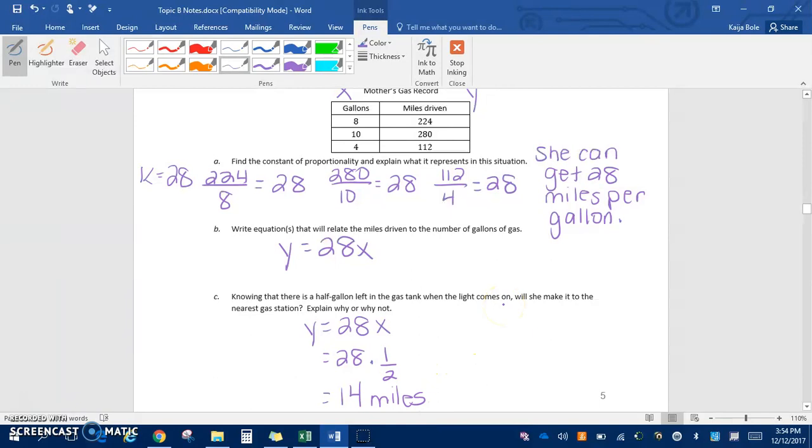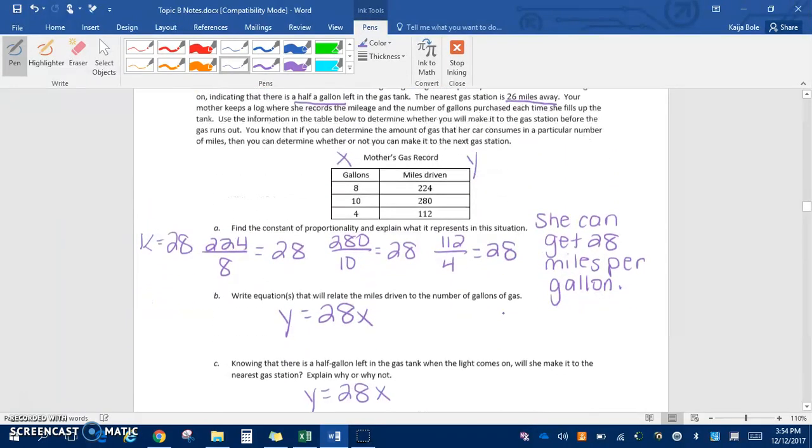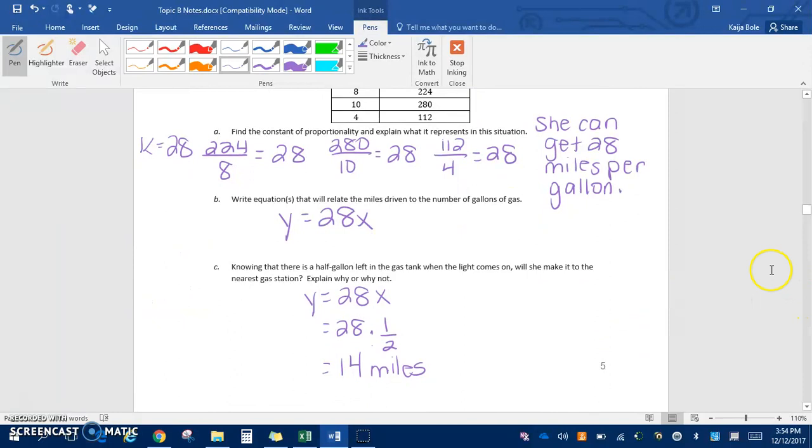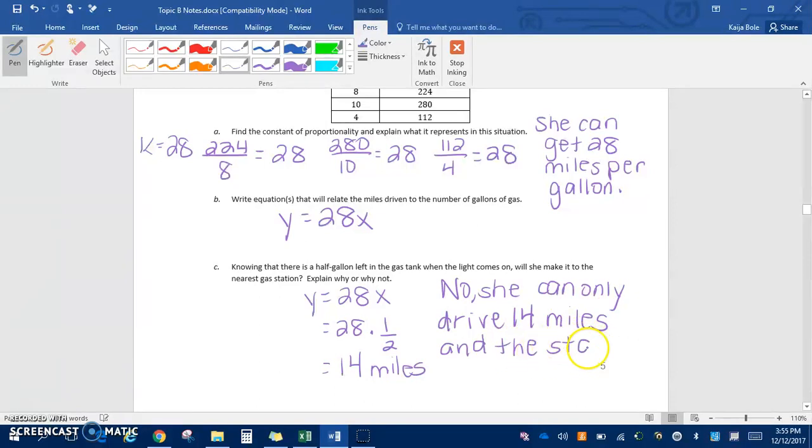So this would be 14 miles because Y represents miles. Now the question is, would she make it? If we look back up above, the gas station is 26 miles away. So our answer would be no. She can only drive 14 miles, and the station is 26 miles away. Okay? And that's all we're going to do for that.